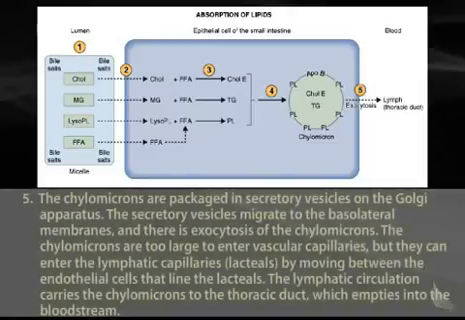The chylomicrons are packaged in secretory vesicles in the Golgi apparatus. They migrate to the basolateral membranes, and there is exocytosis of the chylomicrons. They're too large to enter vascular capillaries, and therefore enter the lymphatic capillaries, or lacteals, and enter the lymphatic circulation, where they enter back into the bloodstream via the thoracic duct. This whole process of absorption of lipids is clinically relevant, such as in conditions like abetalipoproteinemia, and easily tested.